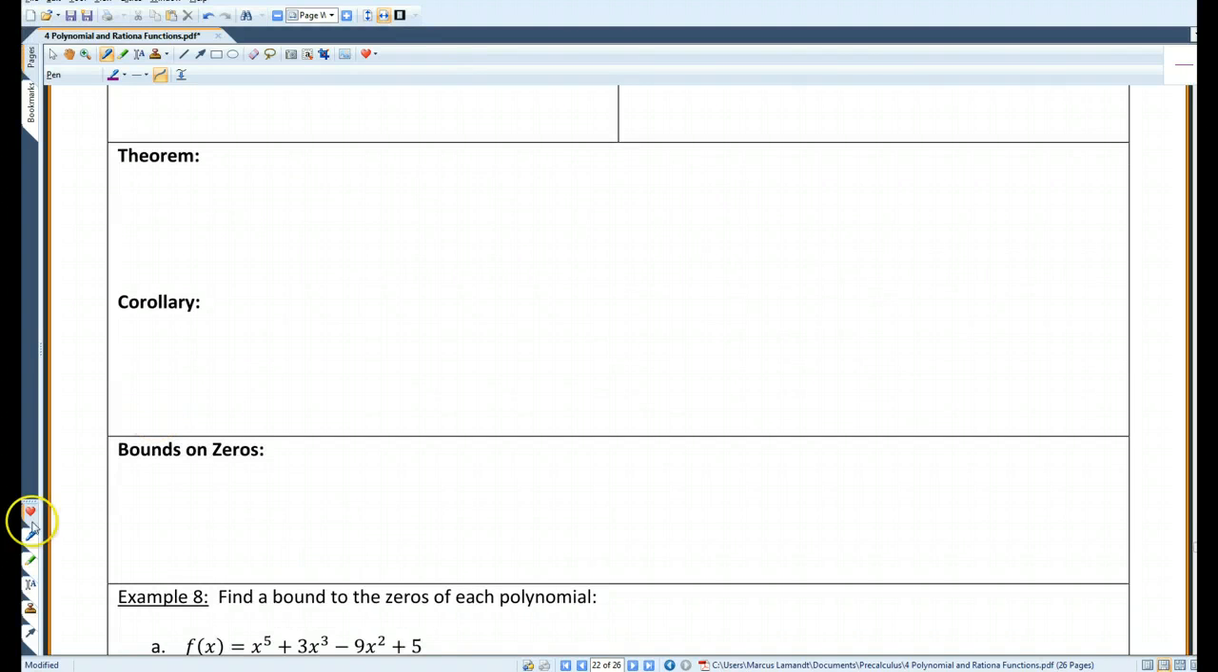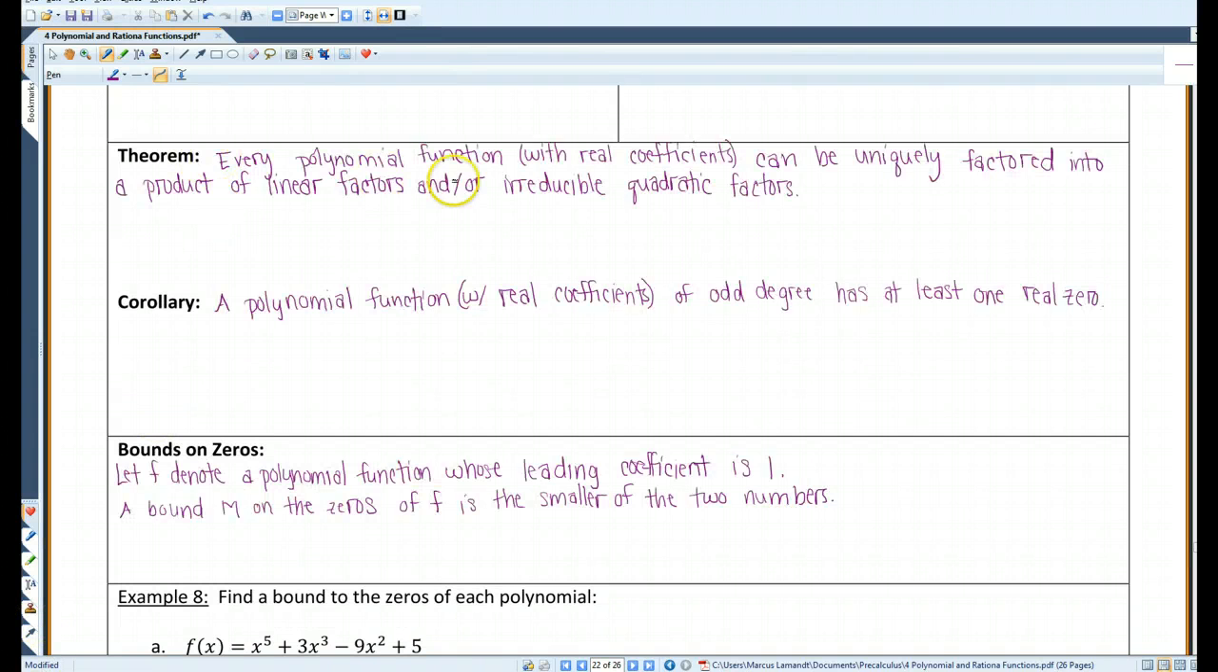Alright, let me write out these definitions. Alright, this theorem doesn't have a name, so I just call it a theorem. Every polynomial function with real coefficients can be uniquely factored into a product of linear factors and/or irreducible quadratic factors. Also, a polynomial function with real coefficients of odd degree, that's like 1, 3, 5, etc., has at least one real zero.